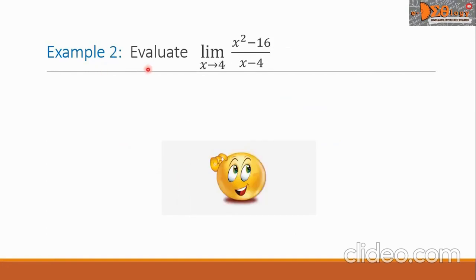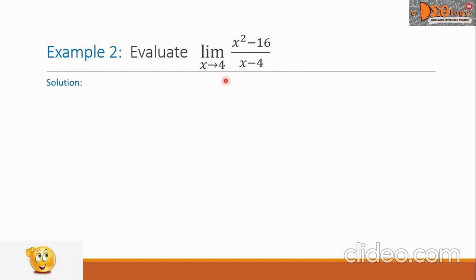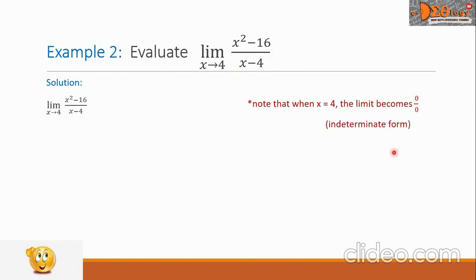Example 2. Evaluate the limit of the function x squared minus 16 all over x minus 4 as x approaches 4. For our solution, let us copy this function down here. Take note that when we substitute the value 4 to the x here, we will get an answer, and that is 0 over 0. And we call this an indeterminate form.